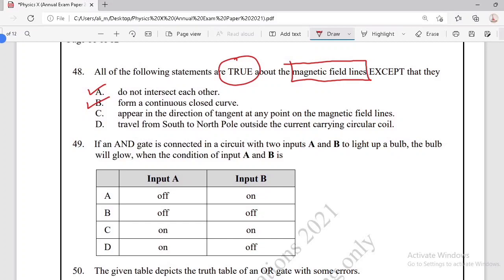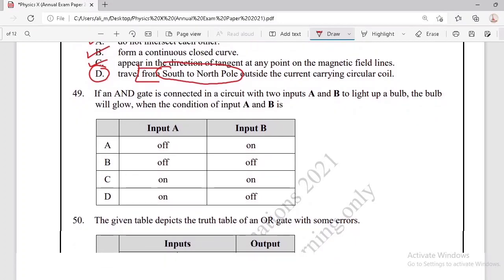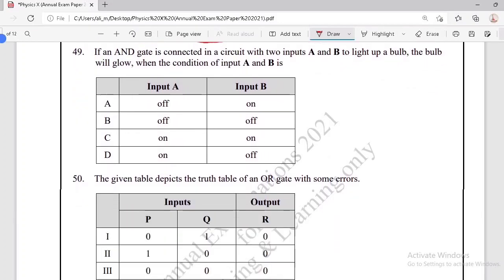Option C says that the direction of the tangent at any point on the magnetic field line gives the field direction. This is the correct one. It travels from north to south pole outside the current carrying circular coil. So the incorrect one is the one that says they travel from south to north. So this would be our right answer. We have to identify the incorrect characteristic of magnetic field lines.